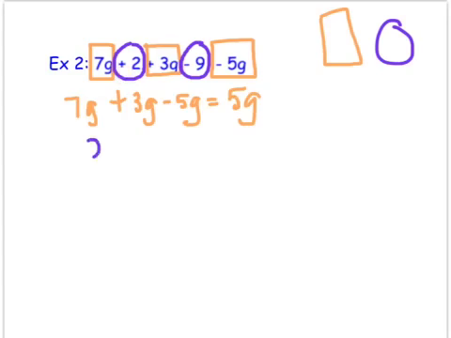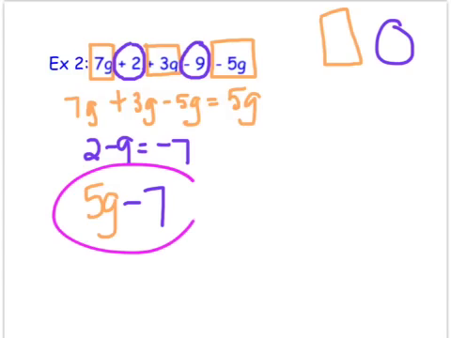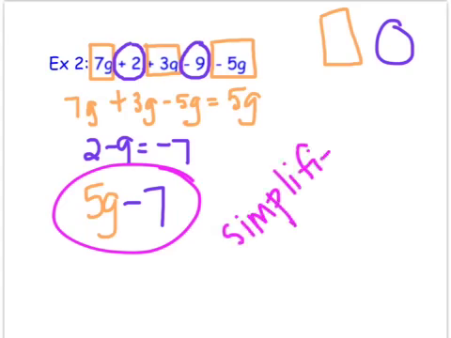And then I'm going to look here, and I'm going to say 2 minus 9. Well, that 2 minus 9 would give me negative 7. So when I put these together, I get 5G minus 7. Now, can I do anything? Nope. That is simplified as much as possible because it is an expression, and that is where we are.